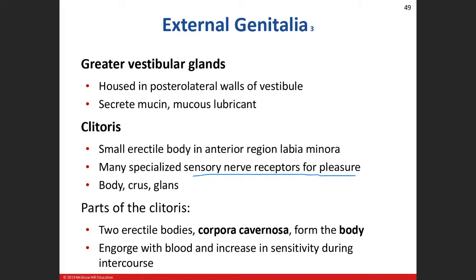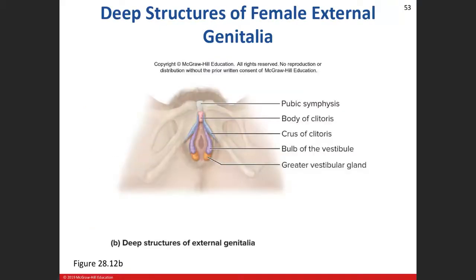So when we talk about the three parts of the clitoris, the body, the crus, and the glans, the body is made up of the corpus cavernosa. And the corpus cavernosa are these two structures right here. Again, another erectile structure. But here is the corpus cavernosa.